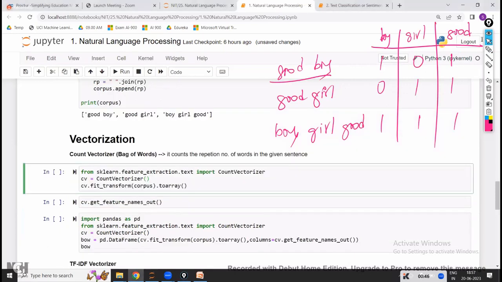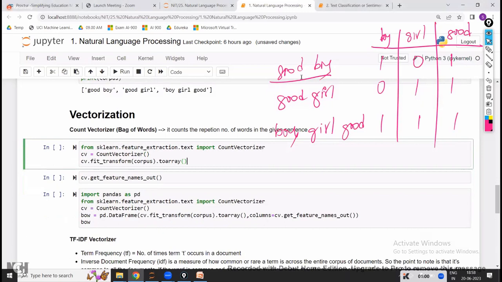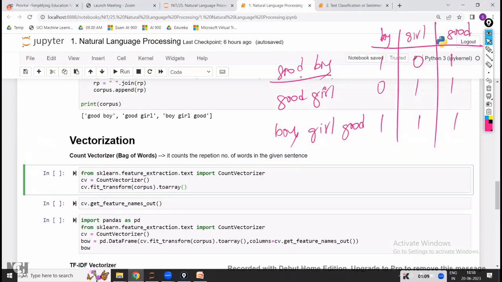From sklearn.feature_extraction.text, import the CountVectorizer. Okay. Yes, Satish, we'll see that one. Just give me 2 minutes of time. Okay. So we are going to import the CountVectorizer, and whatever the count vectorizer is, I'm going to fit and transform on the corpus. What is meant by corpus?